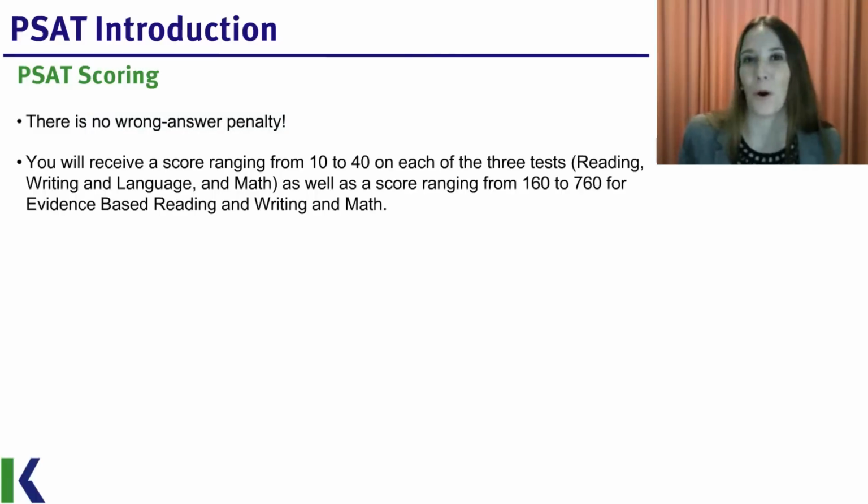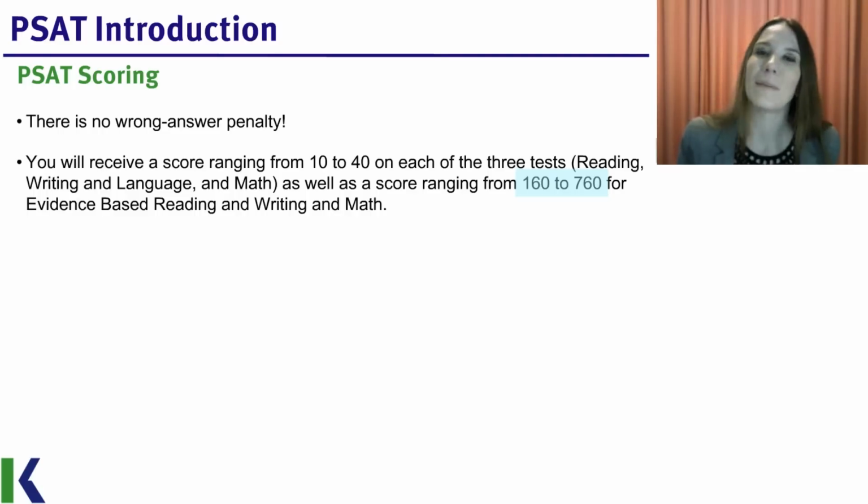Now, in terms of your score, we already talked that math is 50%, and that means that evidence-based reading and writing is going to be that other 50% of your score. Those are going to be scaled from 160 to 760. Now, you may be wondering, that's a bit of an odd number. Well, technically, I guess it'd be an even number, but it's a bit of a strange number to have the score out of. And the reason that this is out of 760 is because your PSAT scores align directly with the projected SAT score. Now, the SAT score is out of 800.